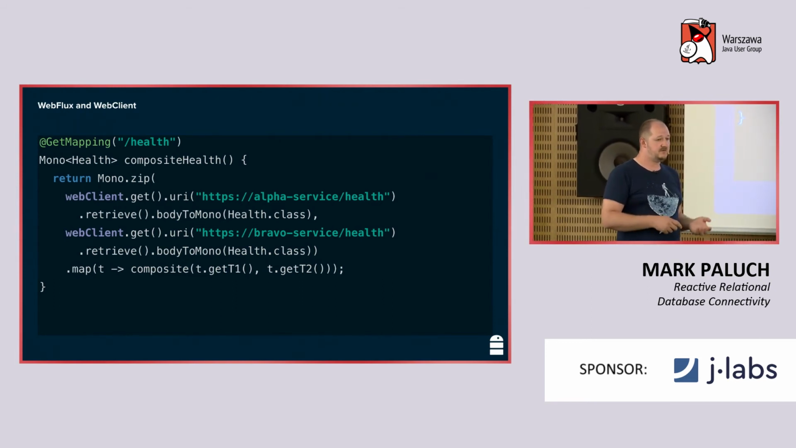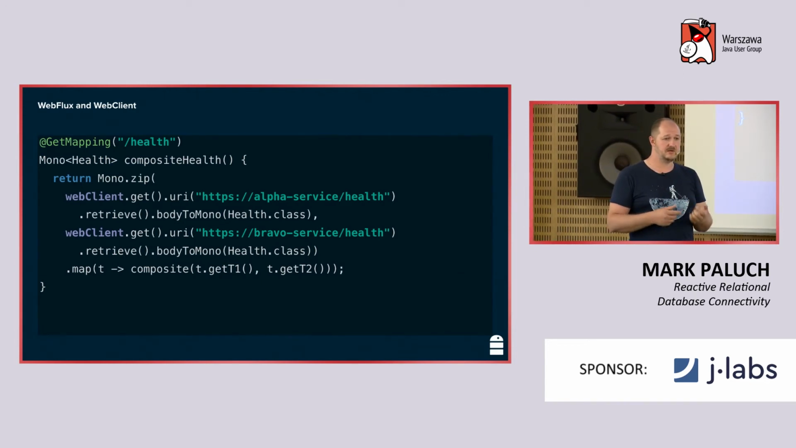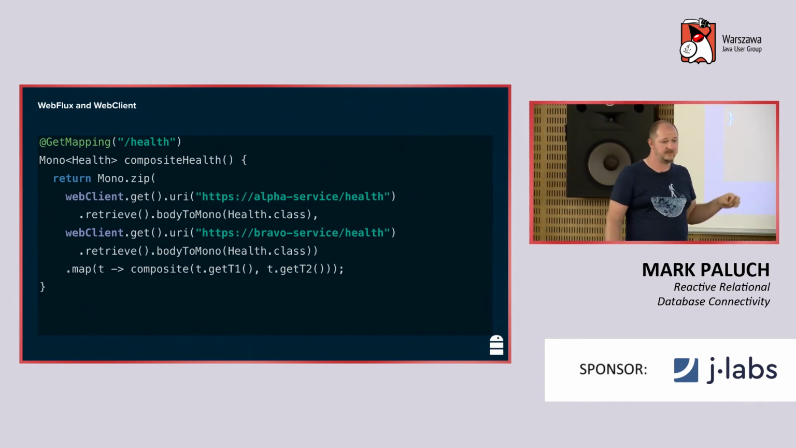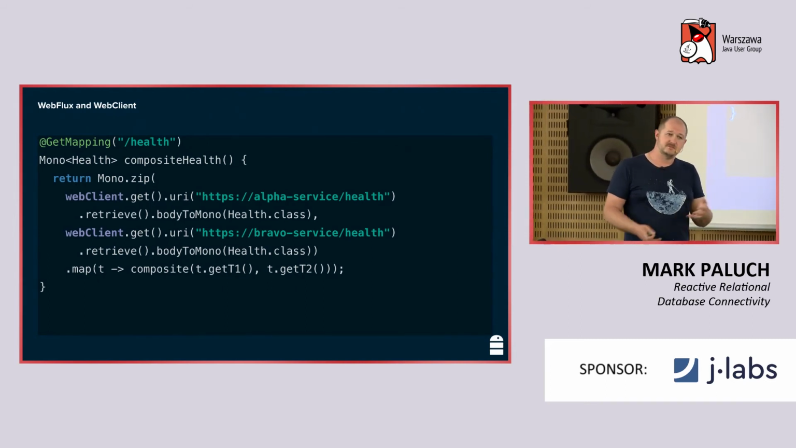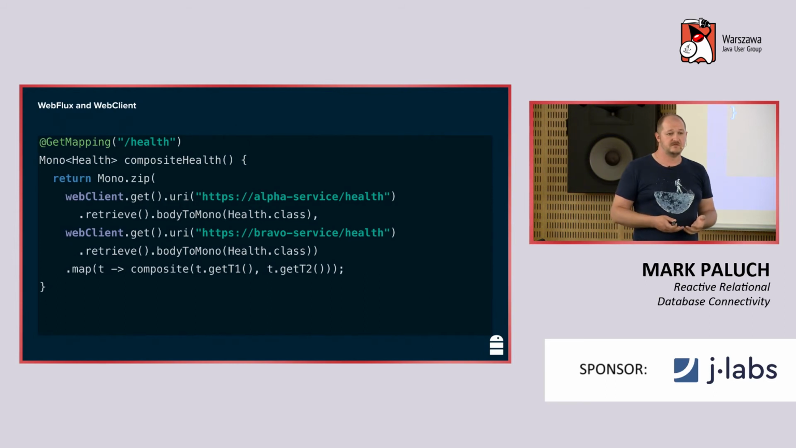We do the same for the Bravo service. And then we formulate, please zip these things together, which means basically, as soon as both responses are coming in, then we want to take this tuple of data and do something with that. So this is the map step. And if you are familiar with Java 8 streams, then map is basically what Java 8 streams map does for you.